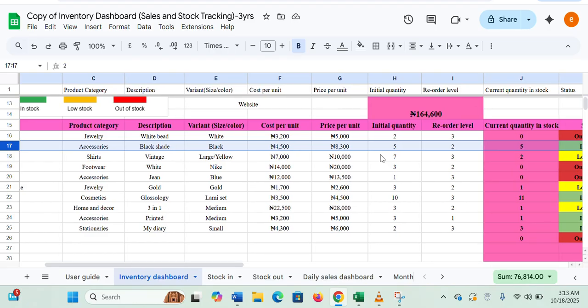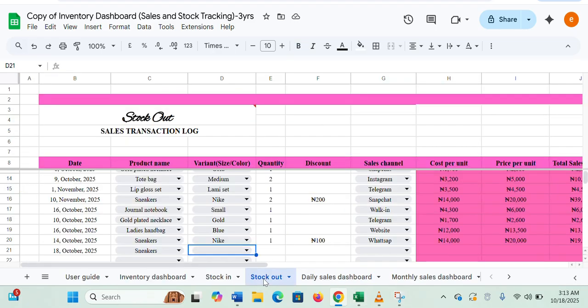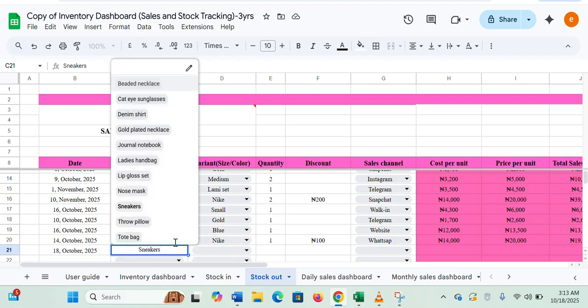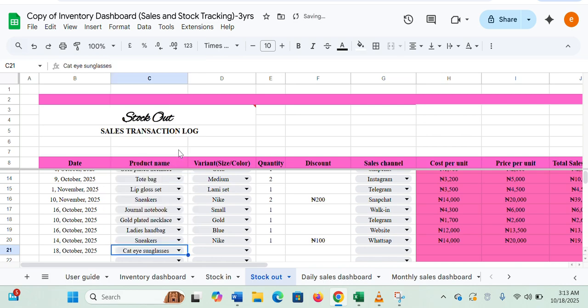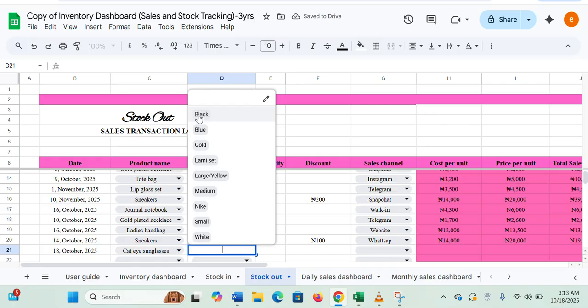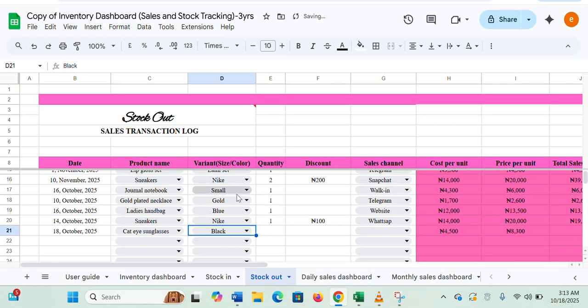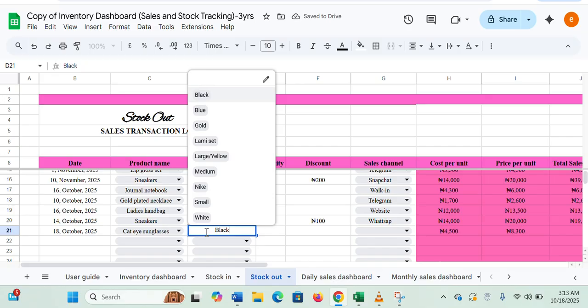Cat eye sunglasses. Yes. So the variant of this is black, and it shows that the current quantity in stock is 5. But let's assume that I want to sell 2 out of this. So now, because we don't have sneakers in stock, I'm not going to be selling sneakers. I want to sell cat eye sunglasses, and the color stated here was black. Now I want you to take note of something. Let me cancel this back.